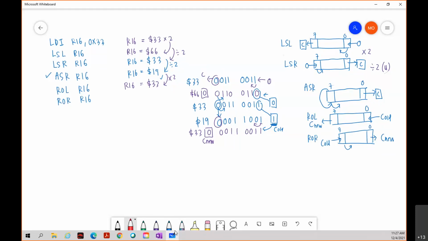Previously the C is 0. You see here, the C is 0. So this C here will go to your bit 7, and the rest of the bits will be shifted to the right by 1 bit.